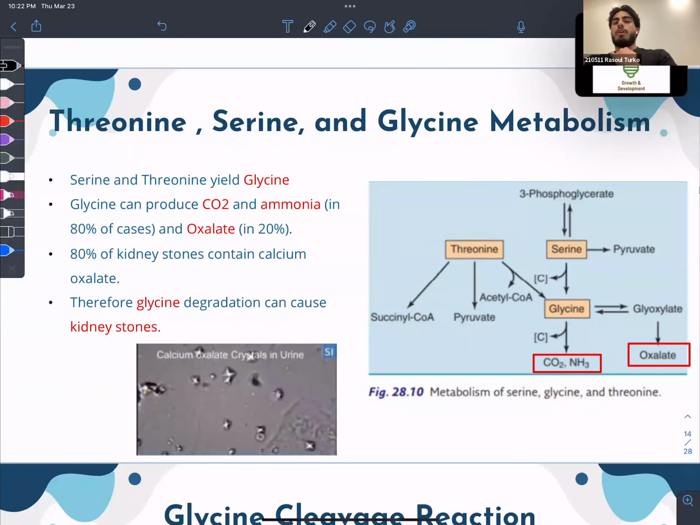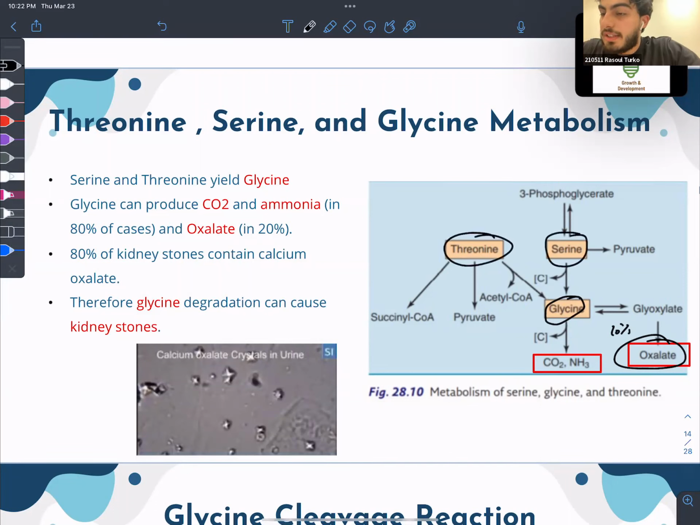So when we have an increase in glycine, that glycine is being broken down into oxalate. A person with increased glycine would probably have kidney stones in the future. This is where it's clinically important again, because part of glycine's degradation gives us oxalate 20% of the time. What's also important is that there are 2 amino acids that can give us glycine in different pathways, and that's threonine and serine.